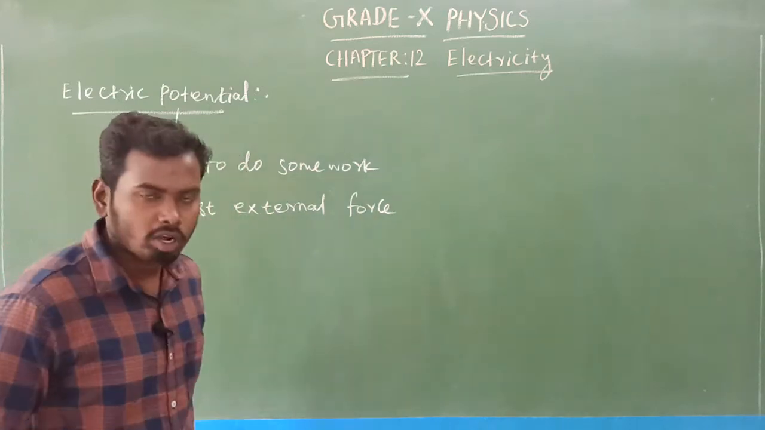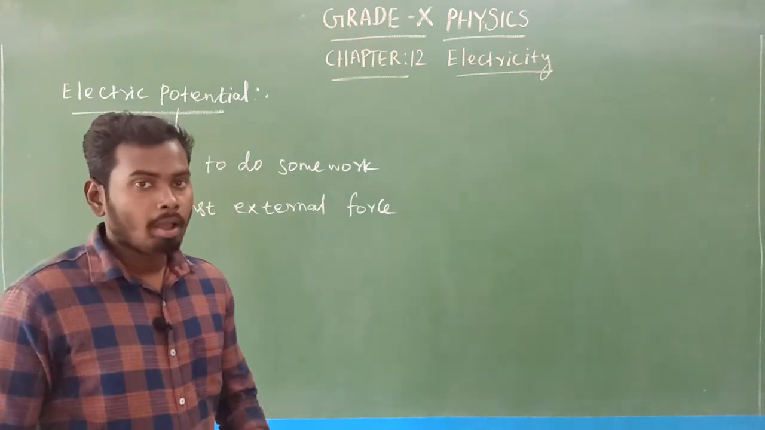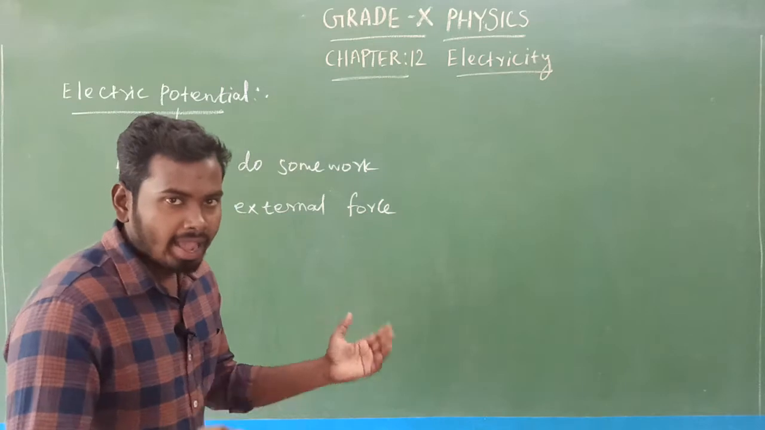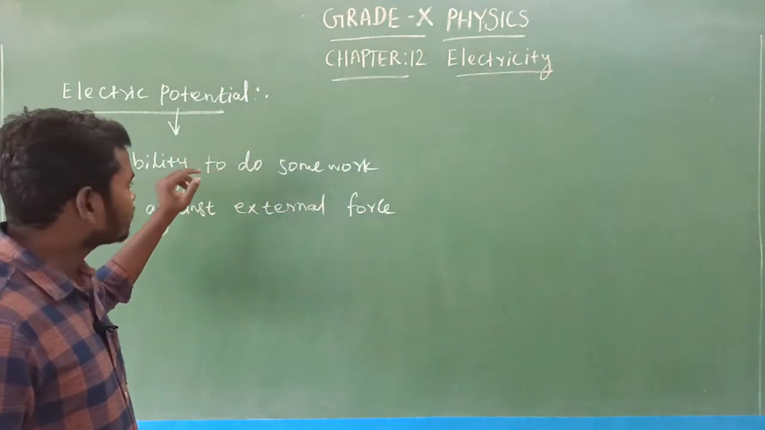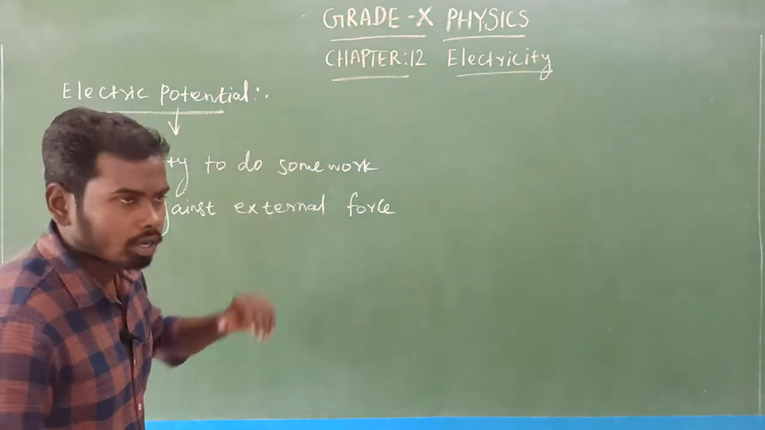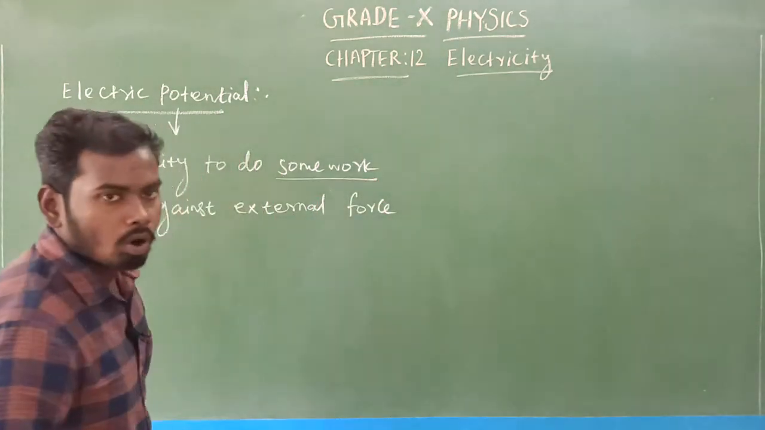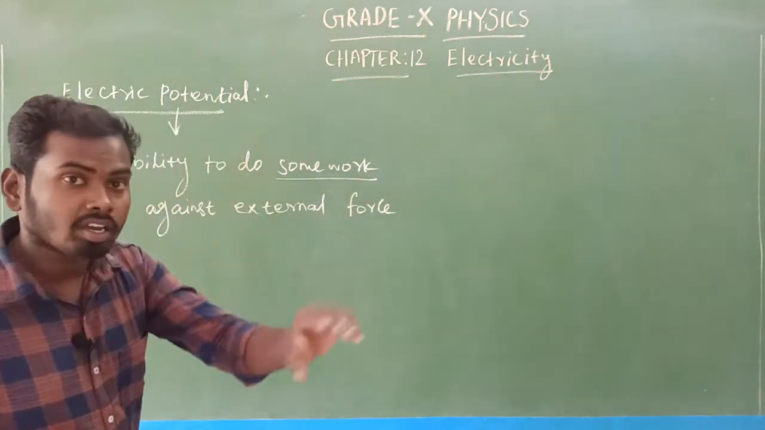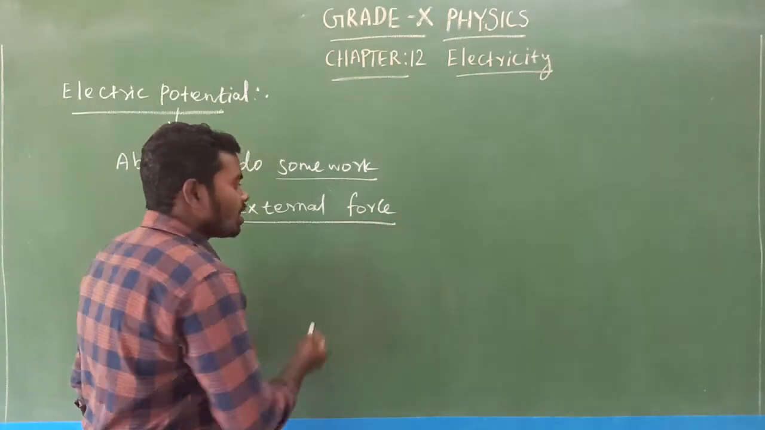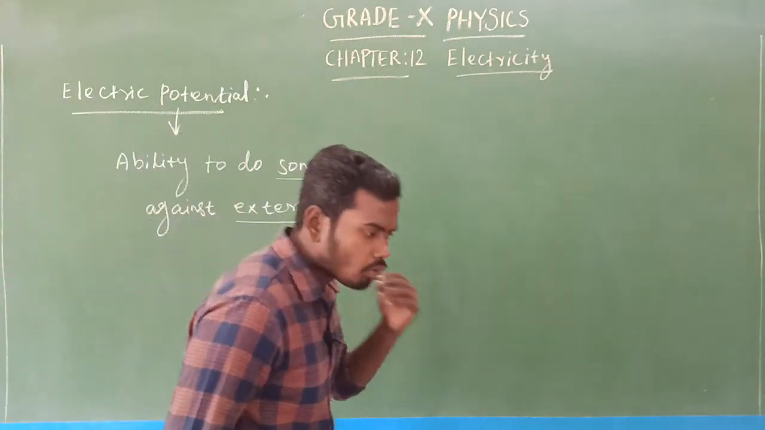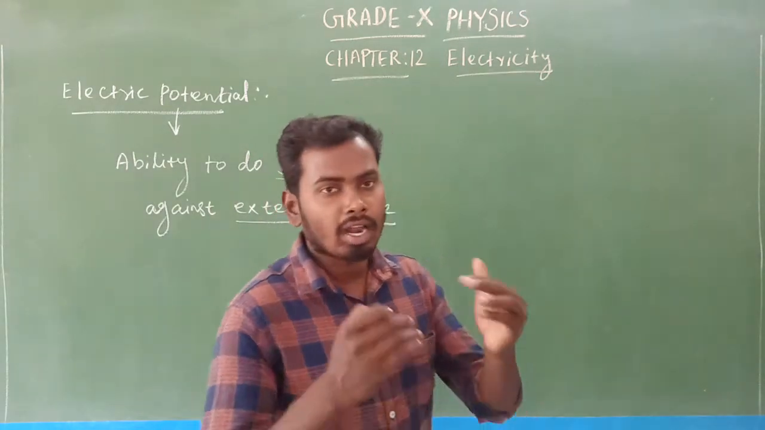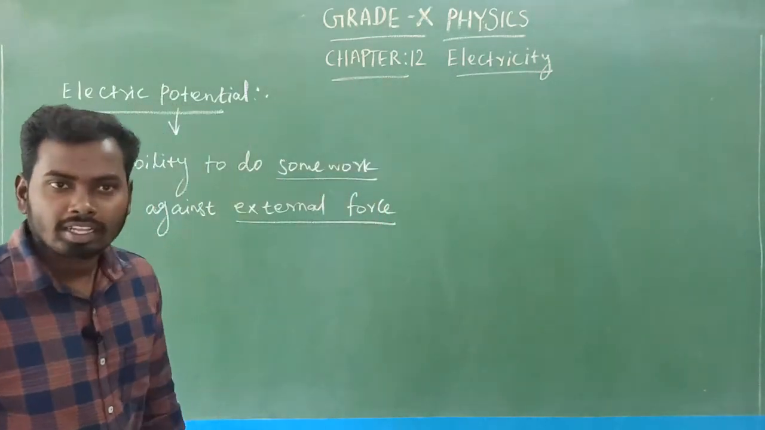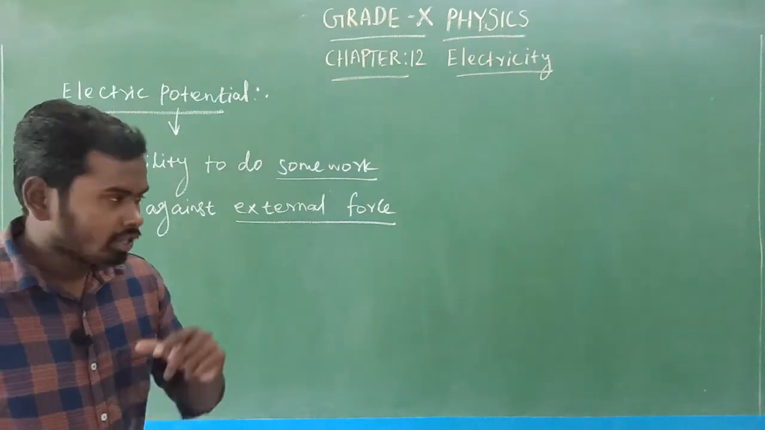Generally, the word potential means showing capacity. But in physics, exactly in the electricity lesson, the word potential means the ability to do some work against some external force or external agency. That is called potential. Is it clear?